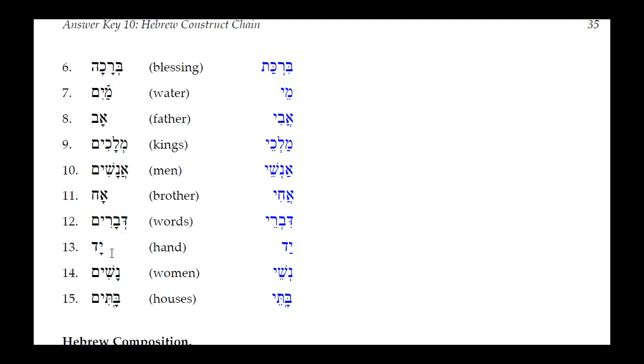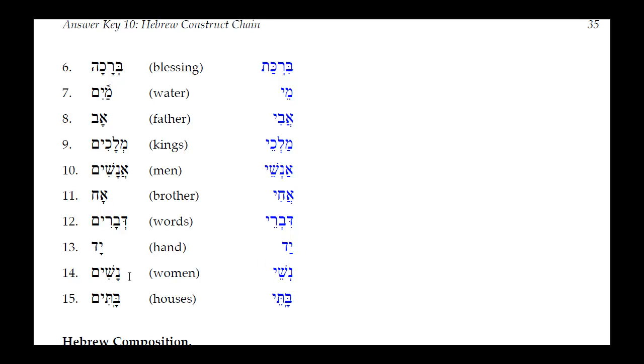We have a one syllable noun, yad, on number 13 for hand. And the only thing that happens here is the qamets reduces to the patach. That's how you know the difference here. Normally a single syllable word like this, in an accented closed syllable, will take a qamets. It's a long vowel. So when you see that patach under that yod, that's the ringer to tell you that, hey, that's a construct noun.